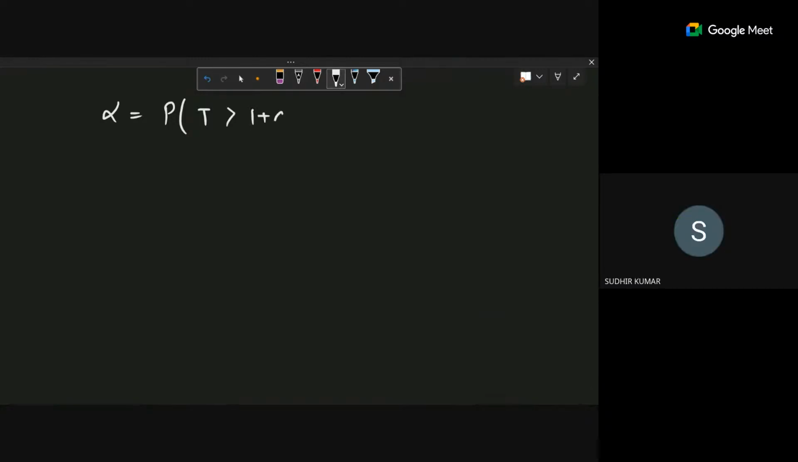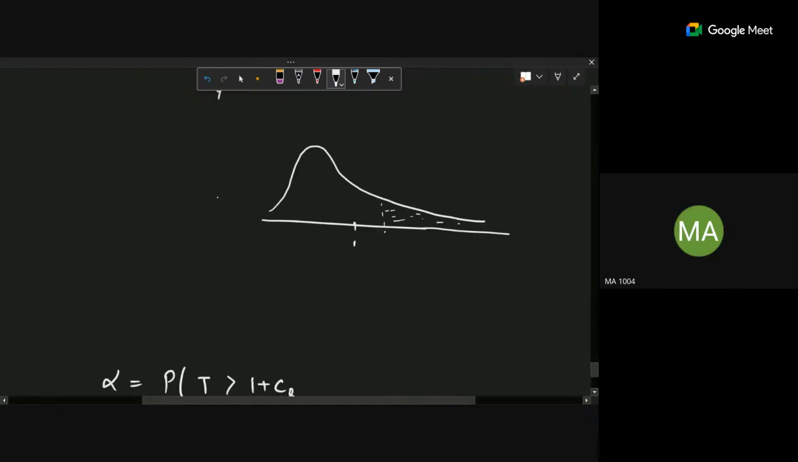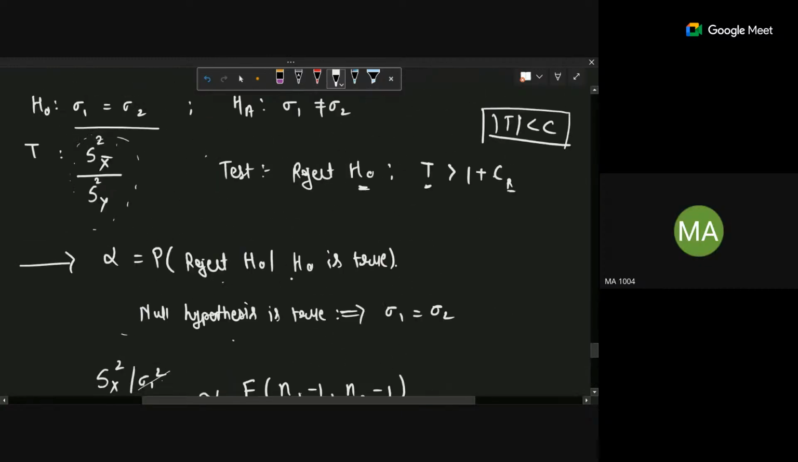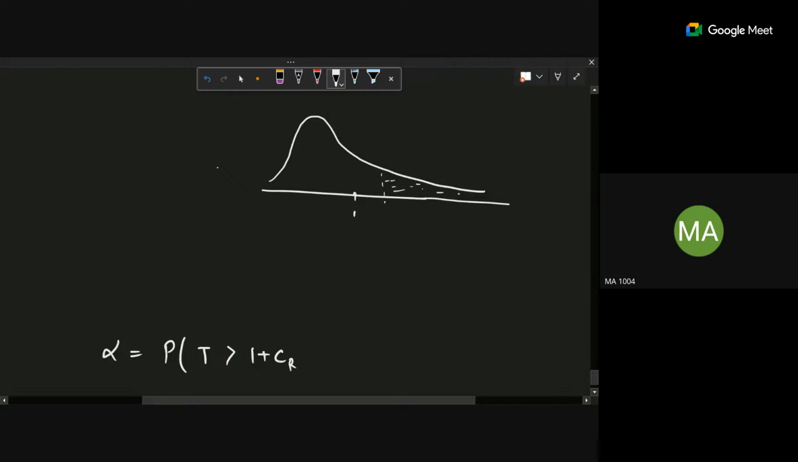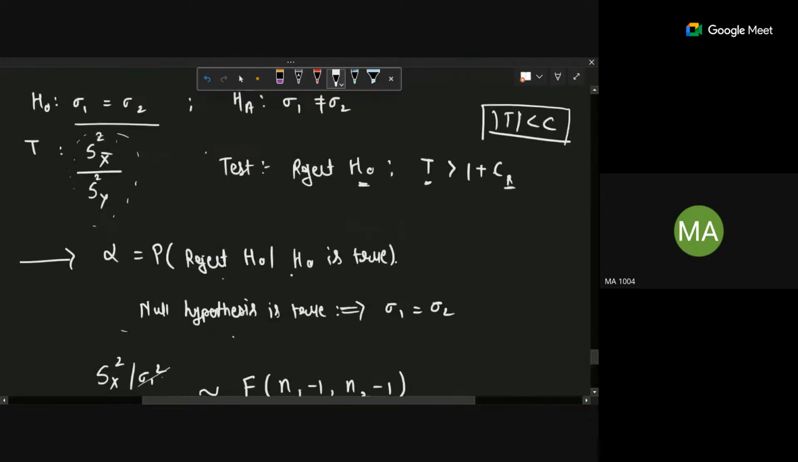I did not get this CL and CR. CL and CR are nothing but the critical values. CR means the critical value on the right side, because one is fixed here. If you are taking the right-sided test, instead of saying C, I am just saying it as CR. Okay, got it. There's no difference.